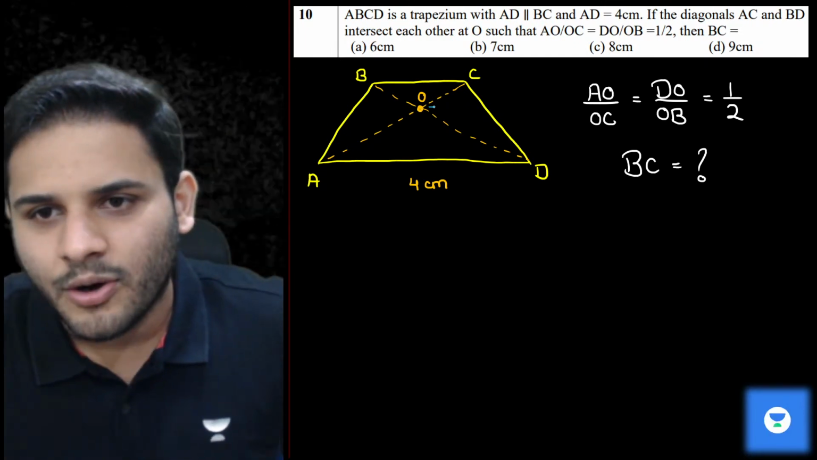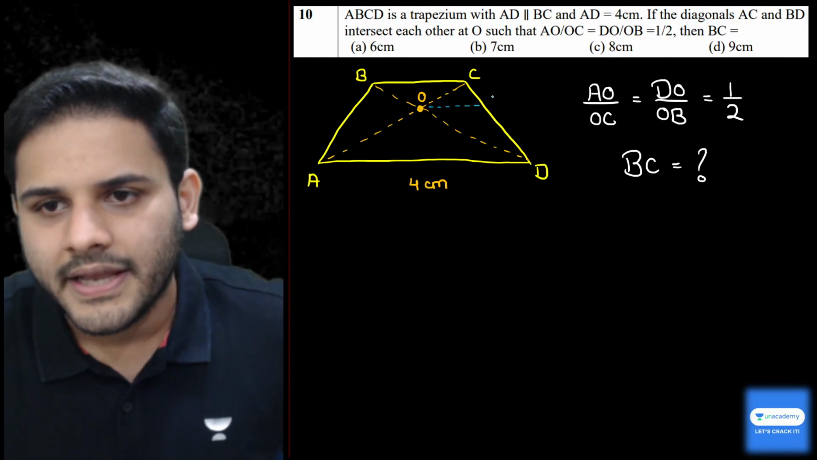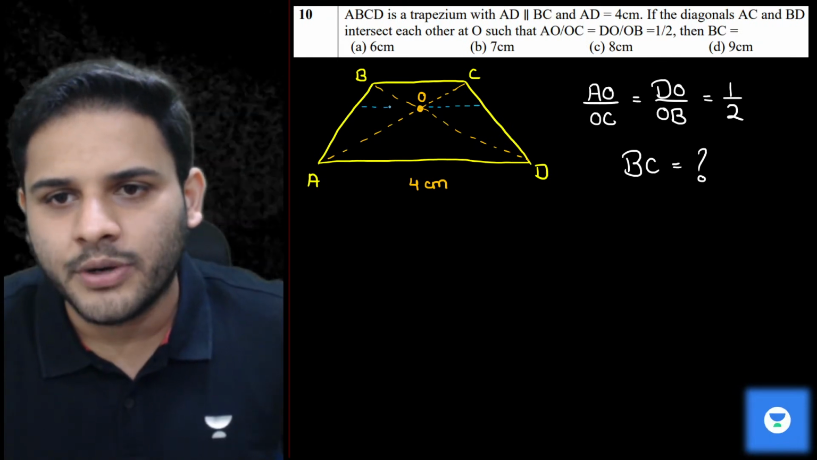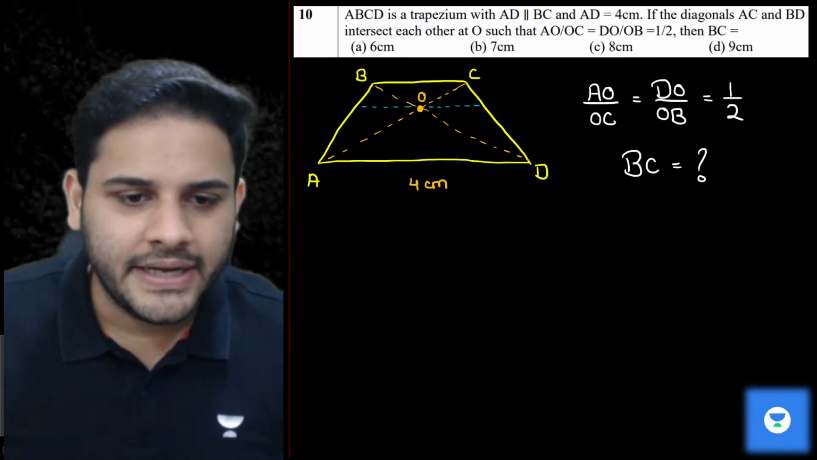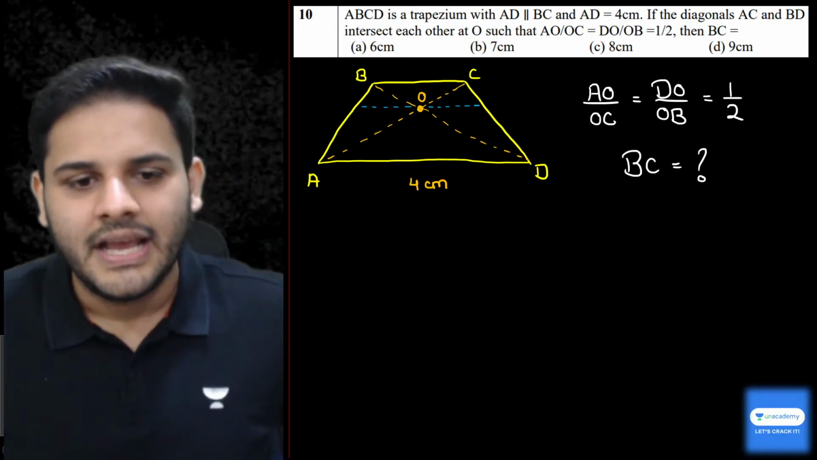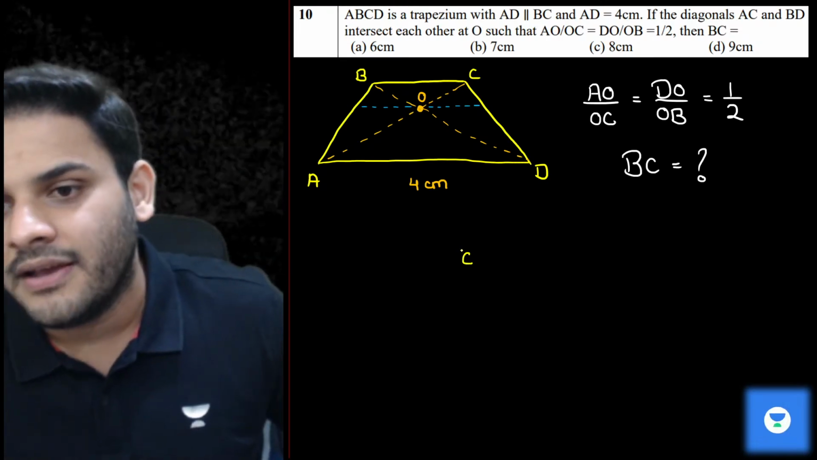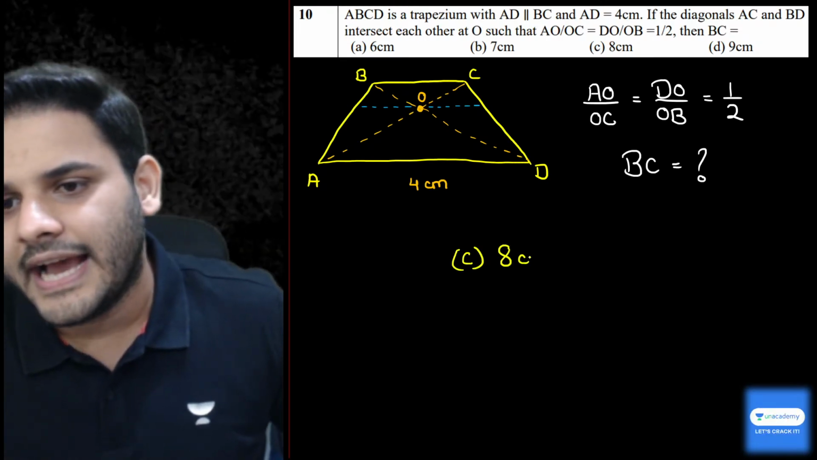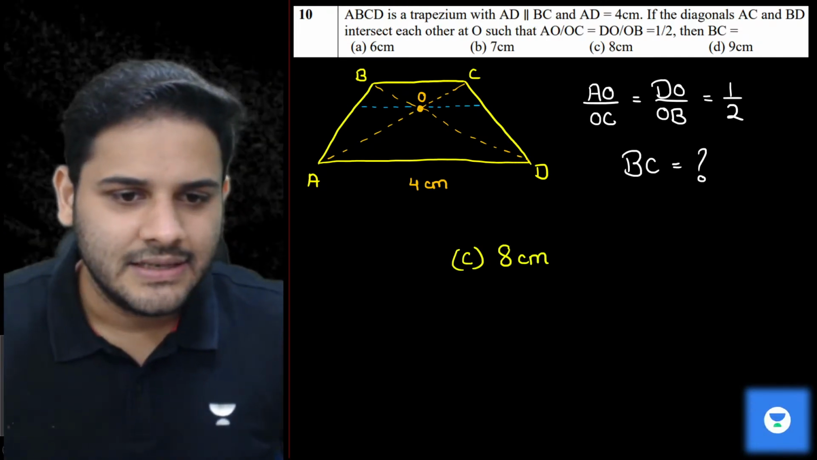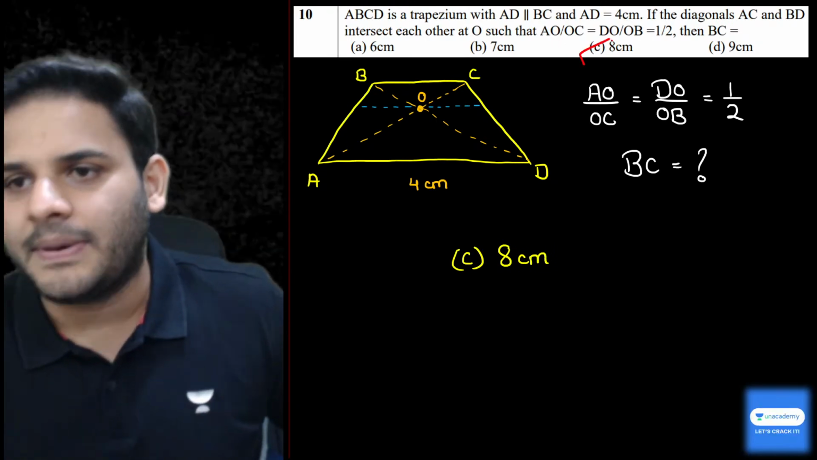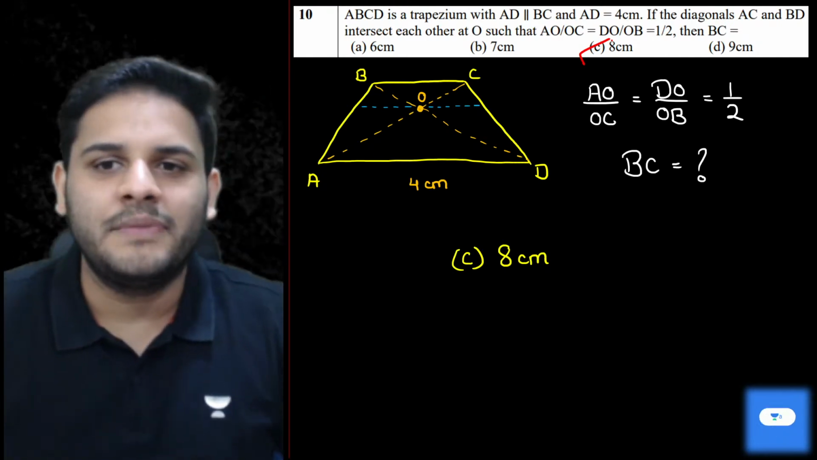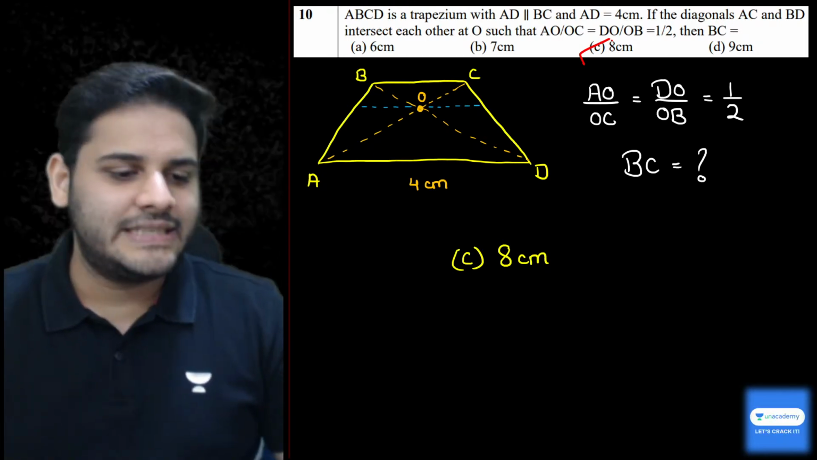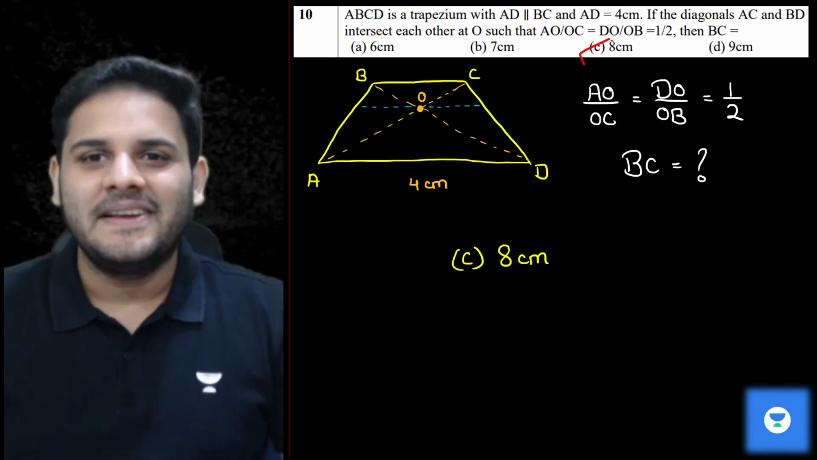Construction, either here or you can do it here, whichever place you want to do it. Just solve it after doing construction, and your correct answer will be option C as 8 centimeters. So just apply basic proportionality theorem by using the given details. Solve for BC, you will end up getting the answer for BC as 8 centimeters.